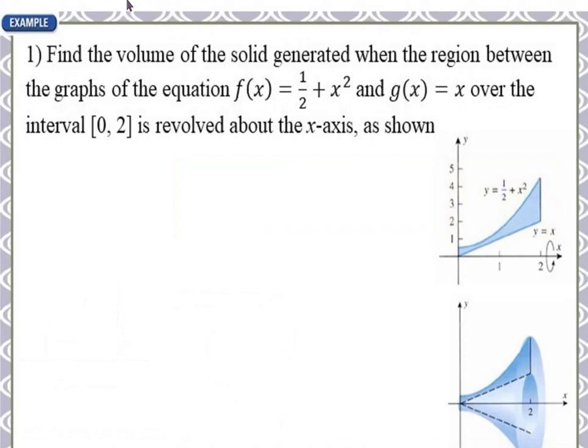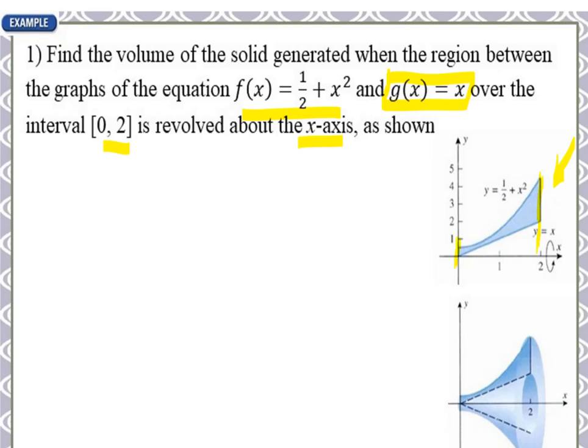Let's take a look at example 1. All right, so they want us to find the volume of the solid generated when you rotate the region that's bounded by this quadratic function and just the line y equals x over this interval from 0 to 2, and you revolve that around the x-axis. So they've included the diagram here. You can see the parabola, and then you've got a line, and then they just sort of chopped it off right here at x equals 2 and at x equals 0.